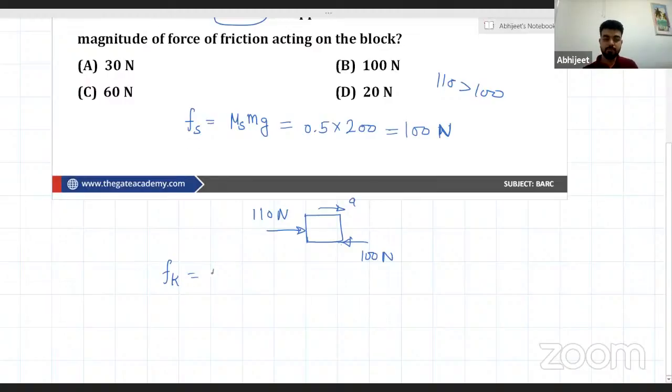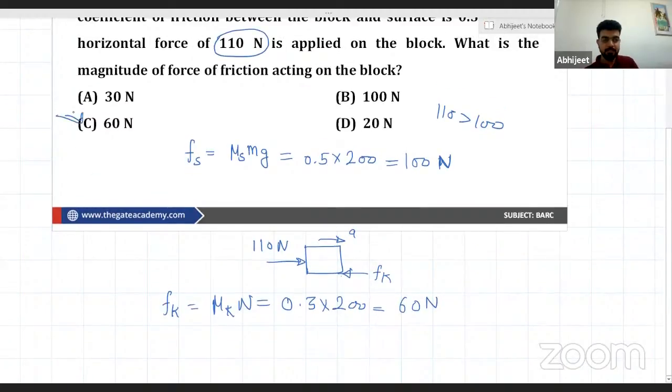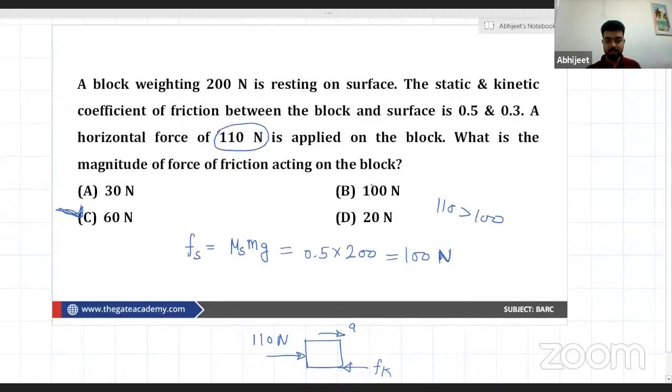The kinetic friction force at that instant will be the friction force here. So this Fk will be mu k into N. That is 0.3 into 200, which will be the friction force at this time. That will be 60 Newton. So 60 Newton will be the friction force when the block is in motion. Are you getting it or not? Not the 100 one. Many students might do it incorrectly, because they may get 100 Newton as the answer. But the correct answer is 60 Newton, because the block was in motion.